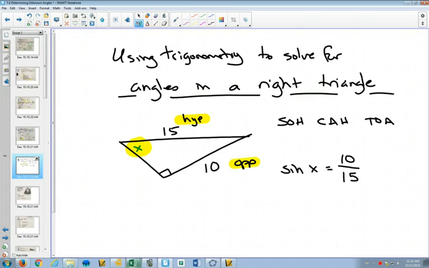Then in order to find an angle, we have to do the opposite of sine in order to get x by itself. The opposite of sine is sine inverse. Type that into your calculator and see if you get the same angle as I do. 41.8 degrees.